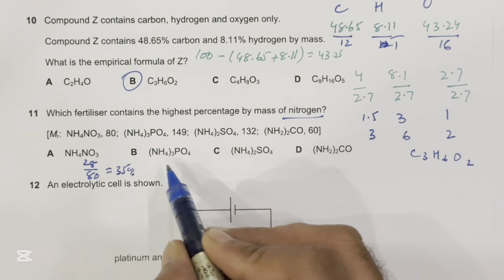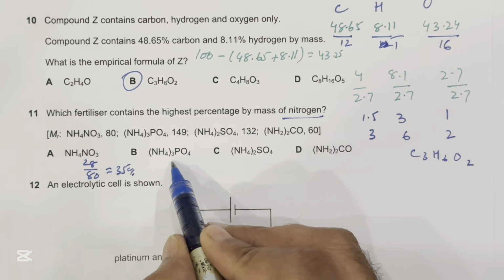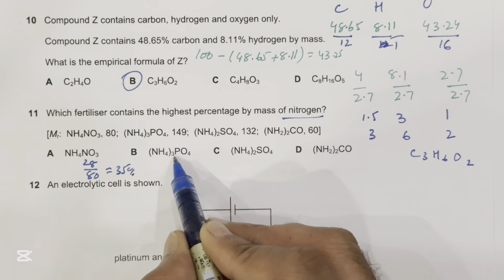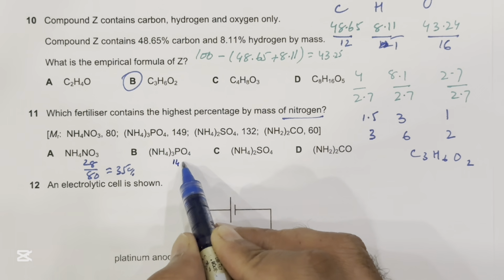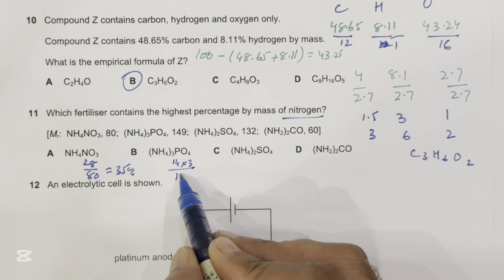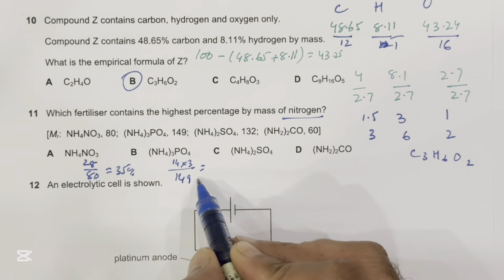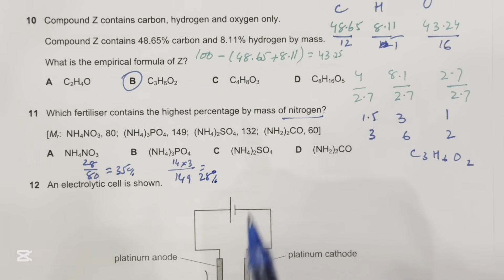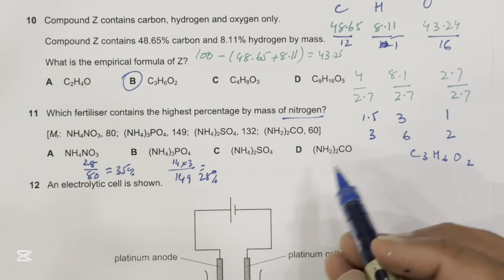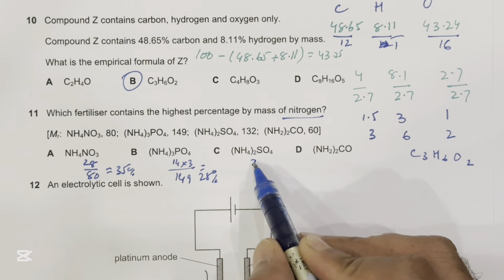And for this case we have 3 nitrogen elements present because it is (NH4) whole thrice. So 14 multiplied by 3, you would get 42, and the molar mass of ammonium phosphate is 149. So you would get the answer, that is equal to 28%.